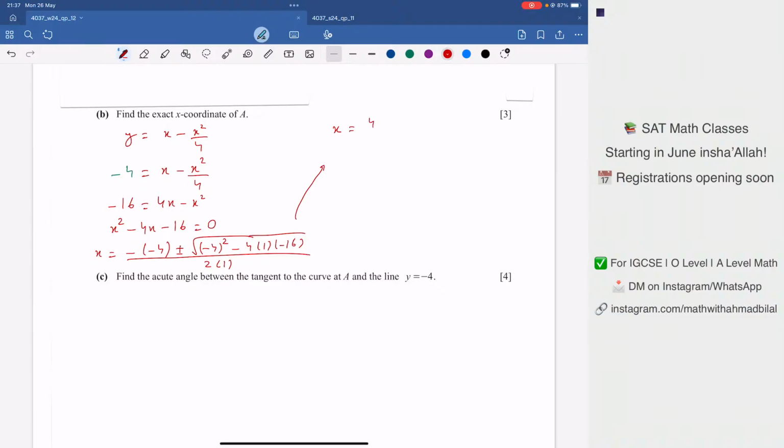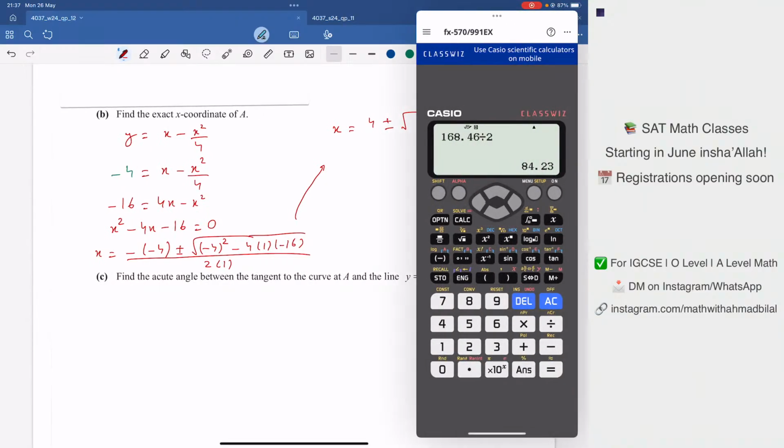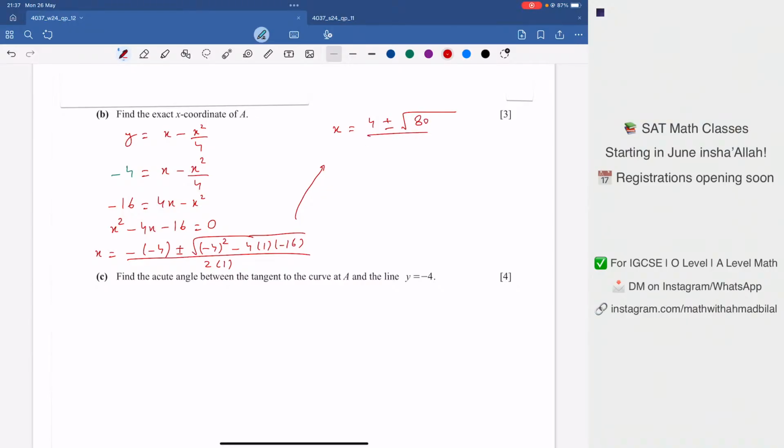So let's simplify this. We get 4 plus minus. In the part inside, if you want, you can just evaluate that part directly from the calculator just to be sure. 16 plus 4 times 16, and that's 80. So we've got 80 inside divided by 2. Now, can we simplify this somehow? Can we write this in a simplified form? 80, we could say that's 4 times 20 or 16 times 5. So that could be written as 4 plus minus square root of 16 times 5 divided by 2. And then we could write 4 outside: 4 plus minus 4 under root 5 divided by 2.